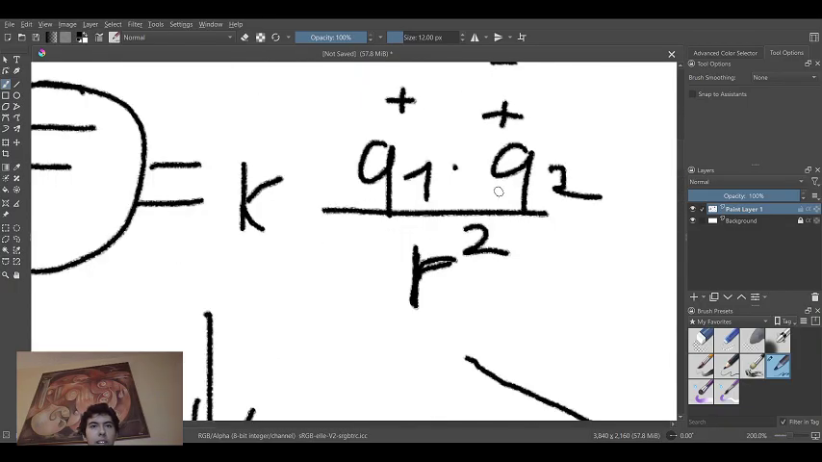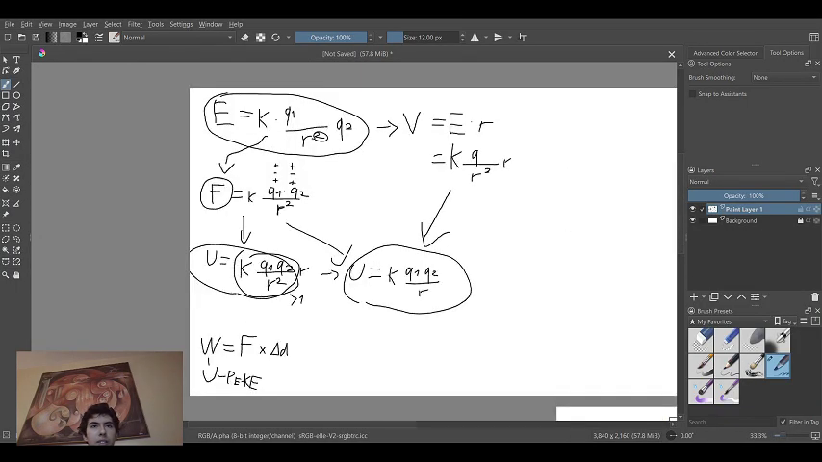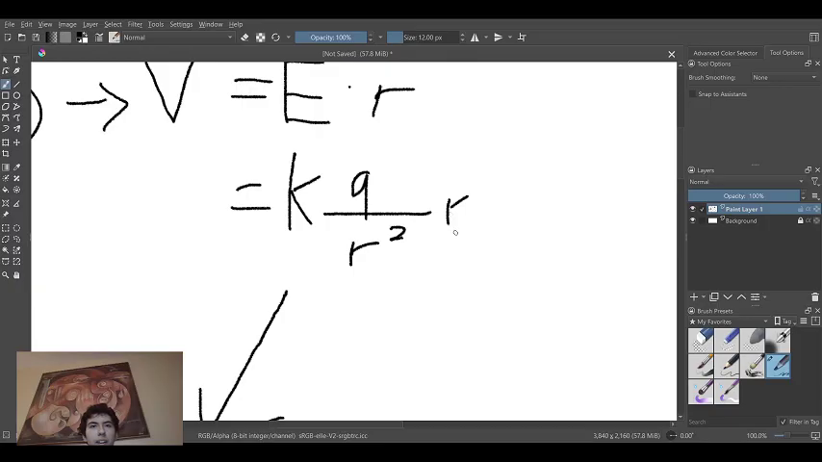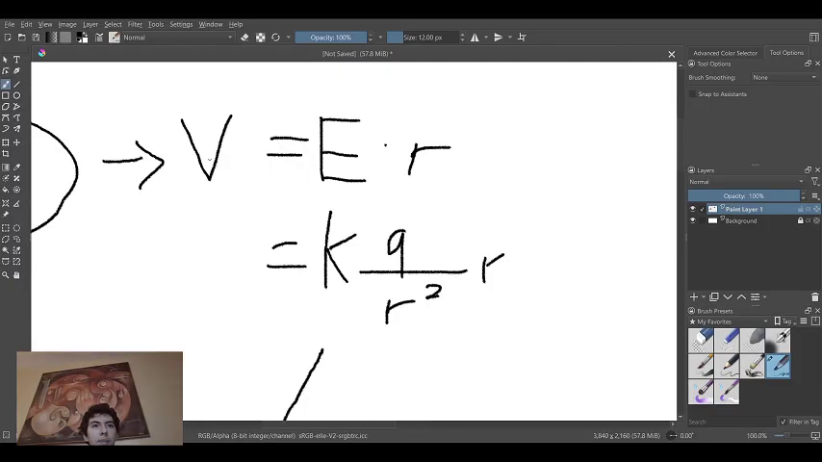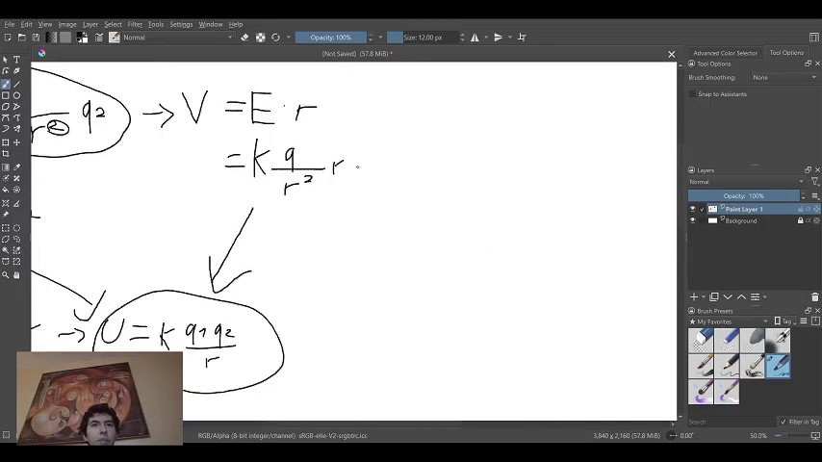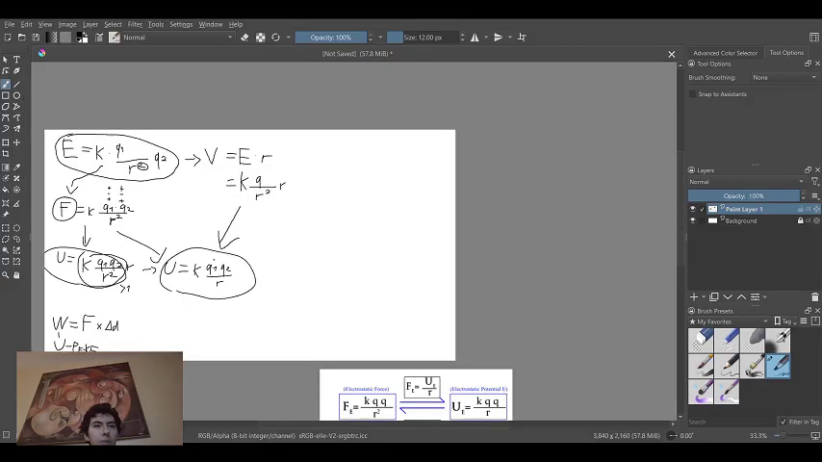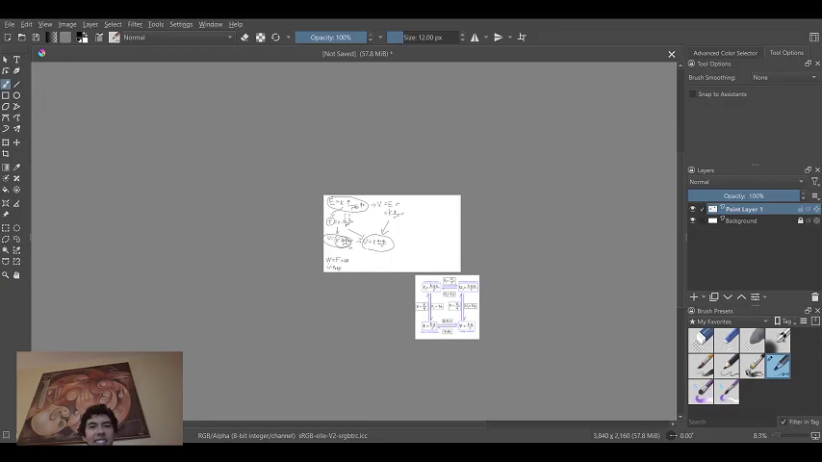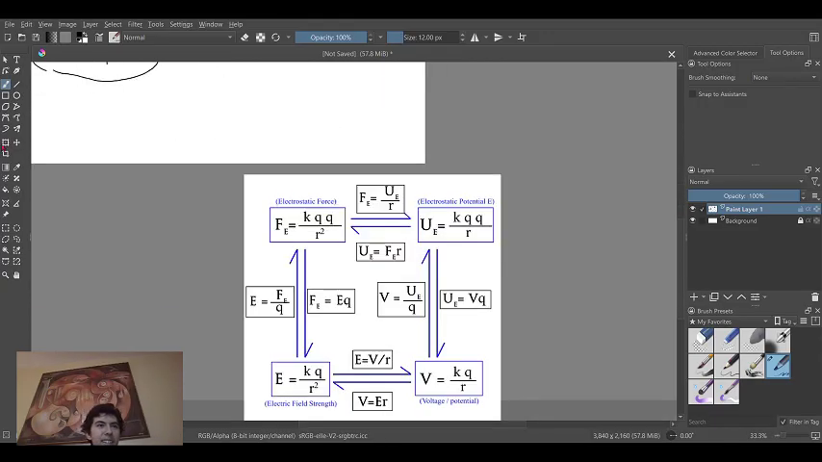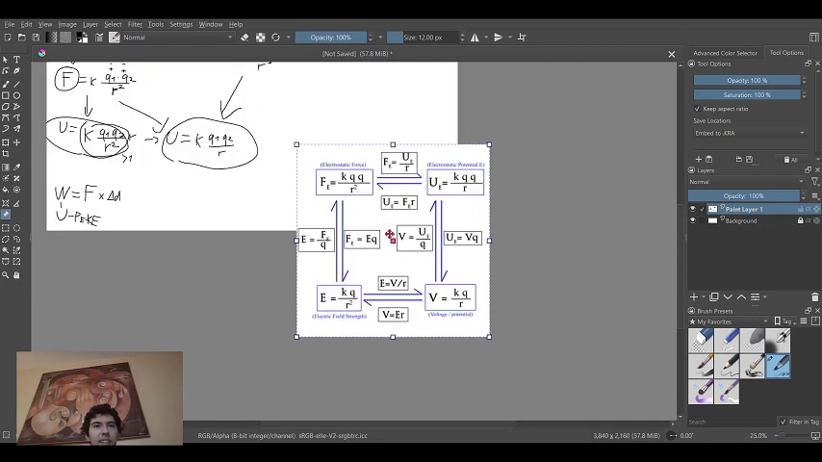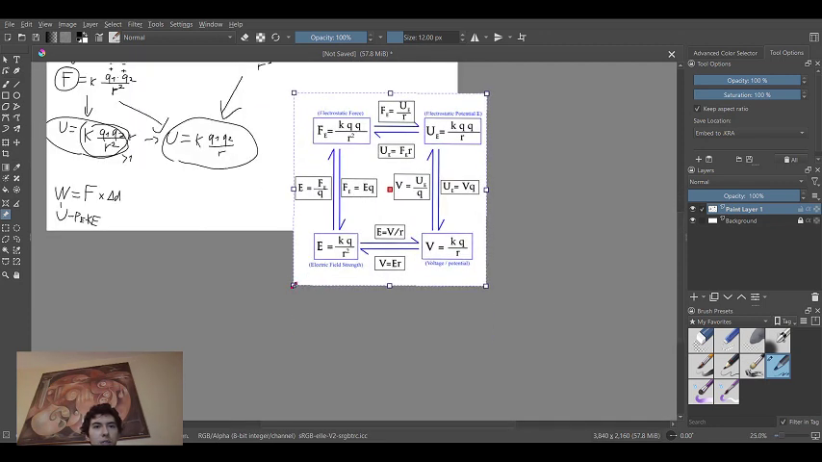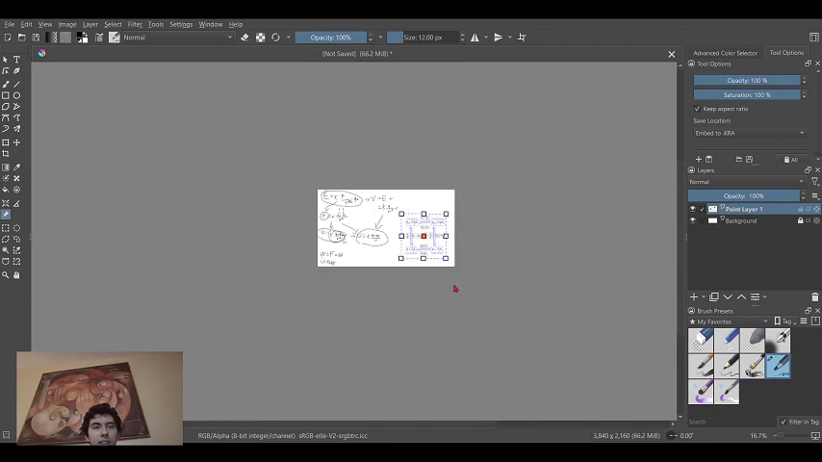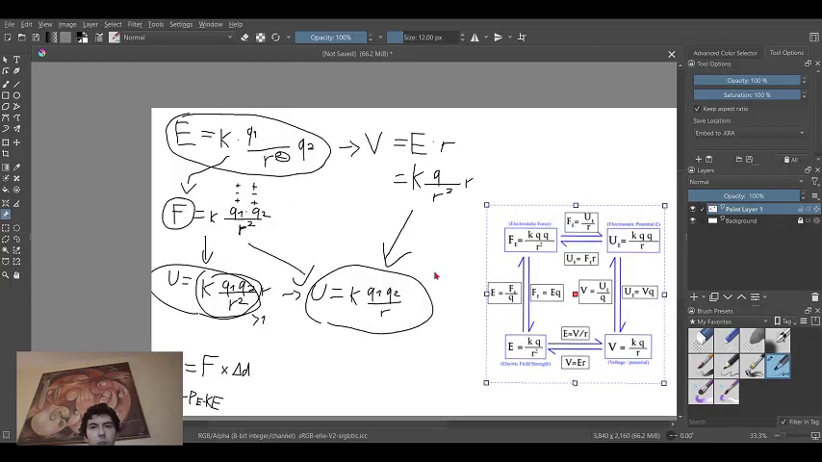If we multiply it by Q2, we get the force. If we go the other way and multiply it by R, we get the electric potential. If we multiply this one by the Q, we get this. And if we multiply this by R, we get this. This is this amazing little thing. Actually, not little. It's actually quite big. It's a big relation between all of the formulas in electrostatics that show us this relation.